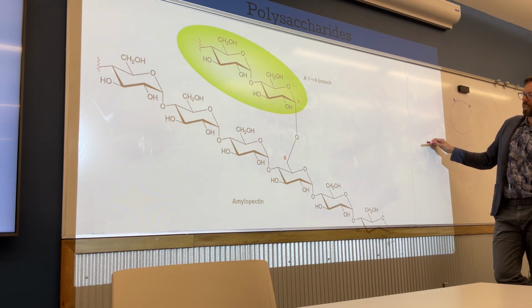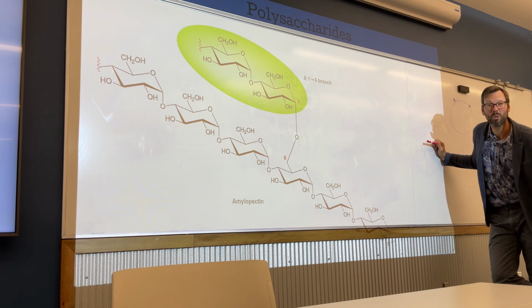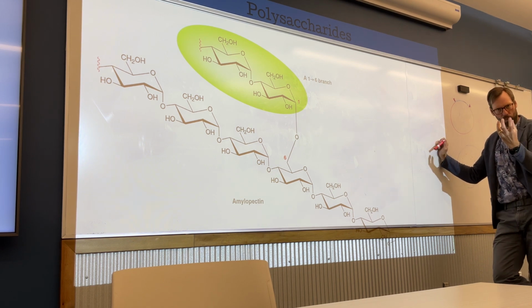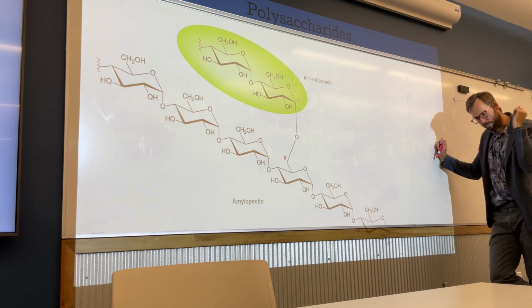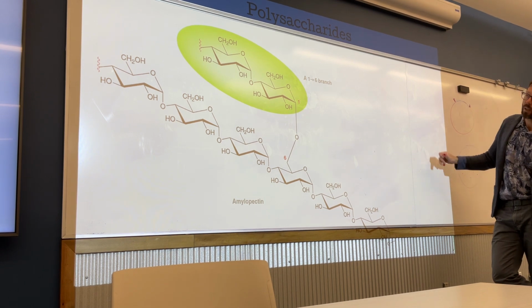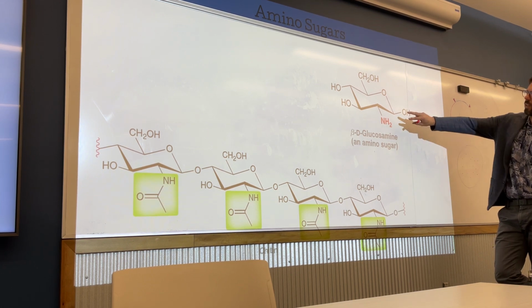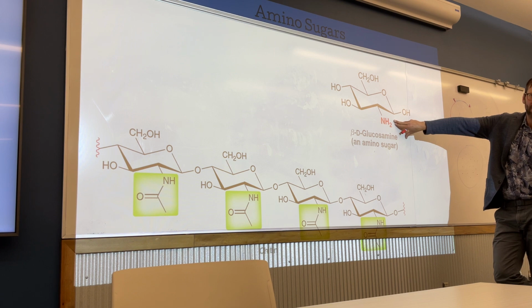Then amylopectin. Pectin is sugars in fruits. Pectin is also used to make jams and stuff. If you want to give it kind of a gelatinous structure, you add pectin. It's just a sugar. And then amino sugars are just going to be sugars with amine groups added to them.